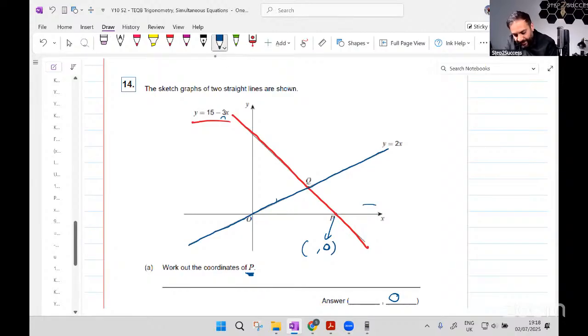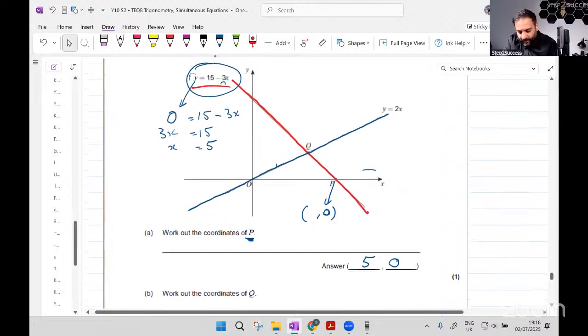You do that by going to the equation of the line and changing the y to 0. Then you rearrange this equation to get x equals. If we add the 3x to the other side, you get 3x equals 15. If you divide by 3, you get x equals 5. So that becomes 5, 0. Next: work out the coordinates of point Q.